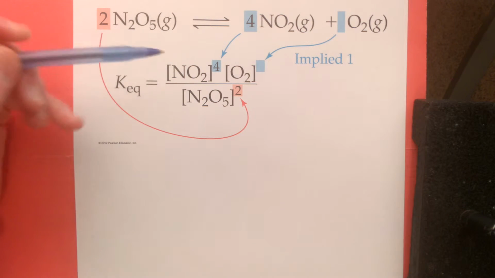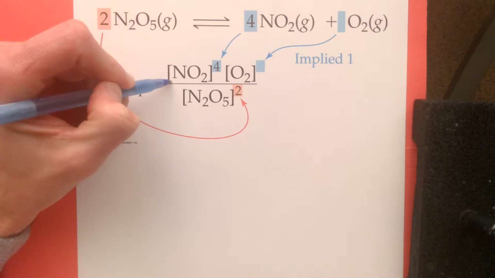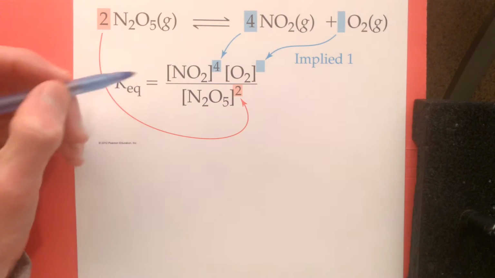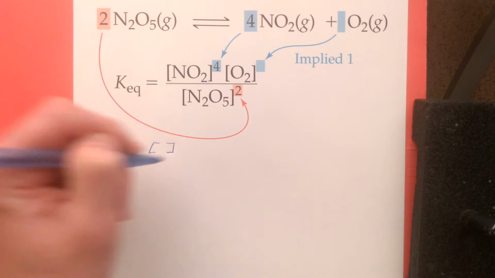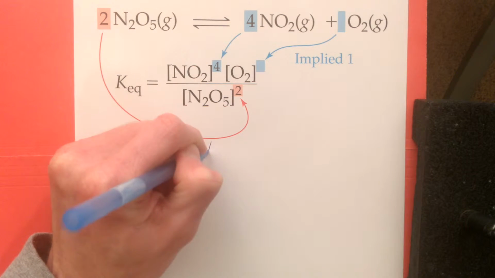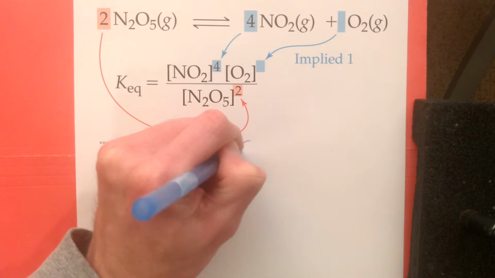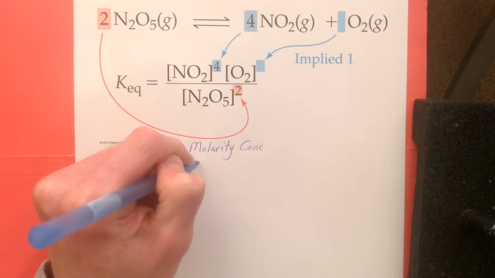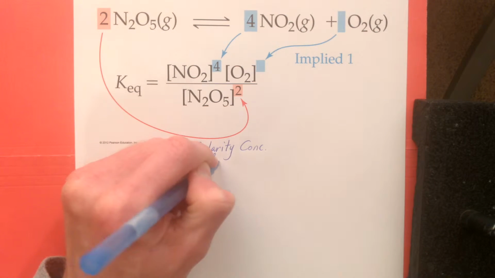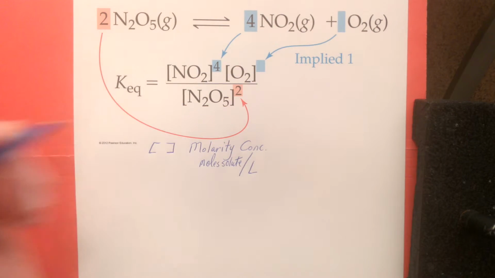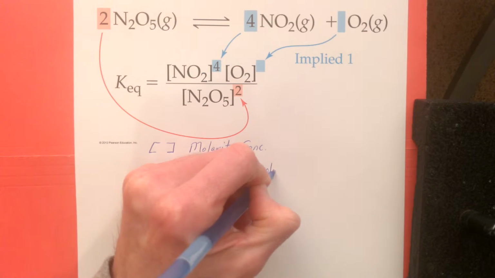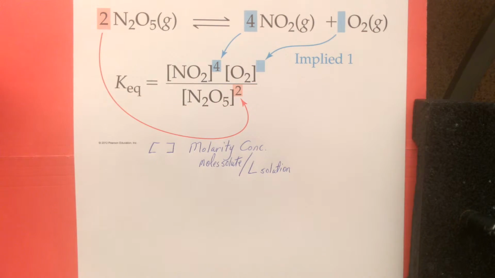Now, we write this expression. Remember that we use square brackets. Square brackets represent molarity values. Anytime in chemistry when you see square brackets, those are representative of molarity concentrations. And remember that molarity is equal to the moles of solute per liter of solution. So we are looking at a molarity value. Moles per liter is what we're looking at.